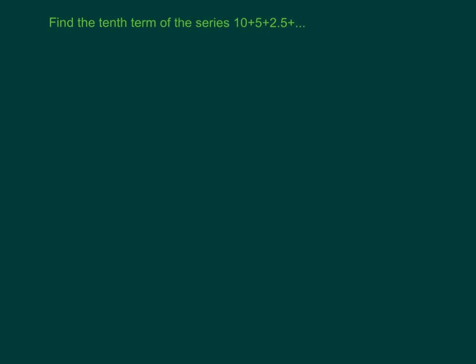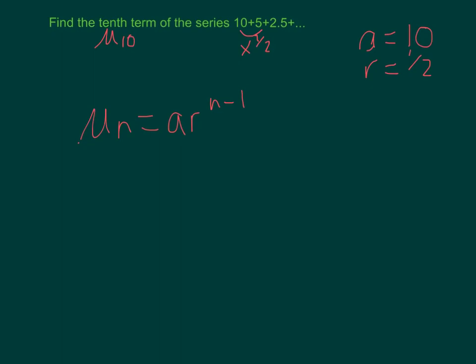Okay, so checking the answers. Let's have a little look. A is 10. That's for sure. R is, what are we timesing by? It's a half, isn't it? So every time it times by a half. Okay, so u to the n equals ar to the n minus 1. We are trying to find the 10th term, so we're trying to find u10.